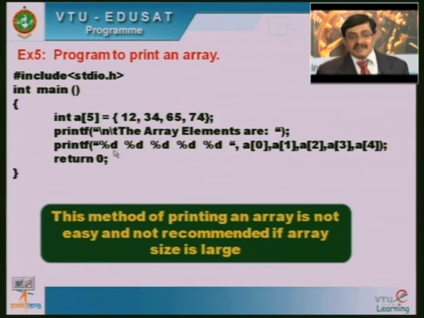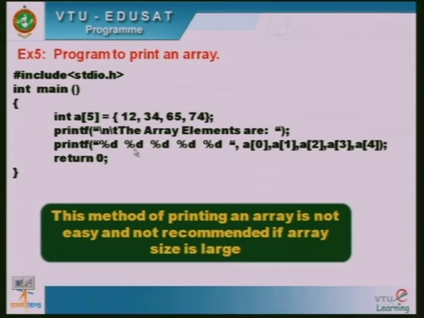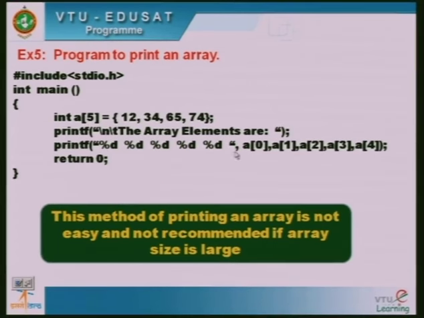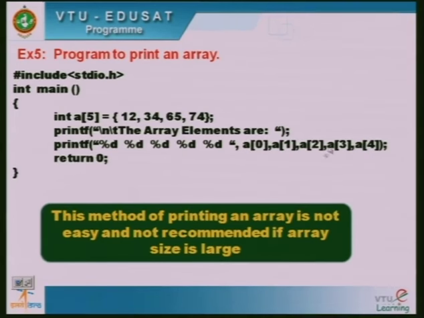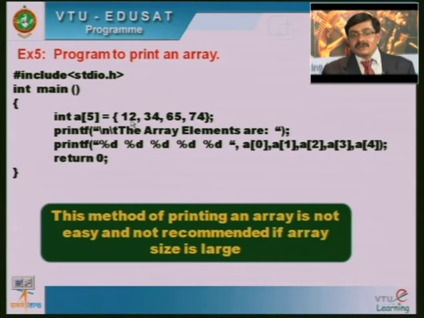So, here I am using 5 percentage, 4 percentage, 1, 2, 3, 4. So, one more percentage is to be added over there. So, 5 percentage d, and for each of the elements I am going to print a of 0 value, a of 1 value, a of 2 value, a of 3 value, and a of 4 value. When I print all these values, it will print 12, 34, 65, 74, and the last element is not mentioned there. So, by default it will take the value as a 0, and that will be printed over there.